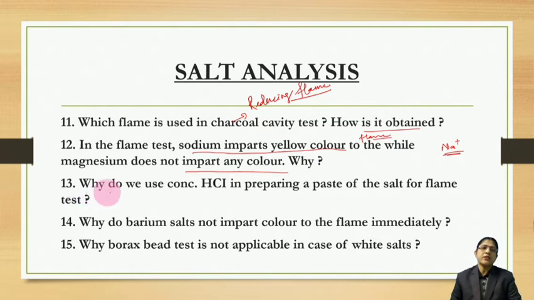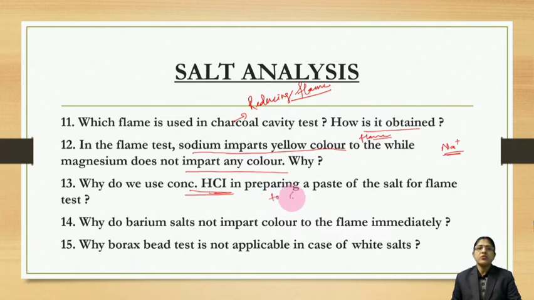Then question number 13, why do we use concentrated HCl, hydrochloric acid, in the form of a paste of the salt for the flame test? So we prepare a paste while we perform the flame test in the lab. So why is concentrated HCl used? Because in order to convert the metal salts into metal chlorides. Why metal chlorides? Because metal chlorides are more volatile than other salts.